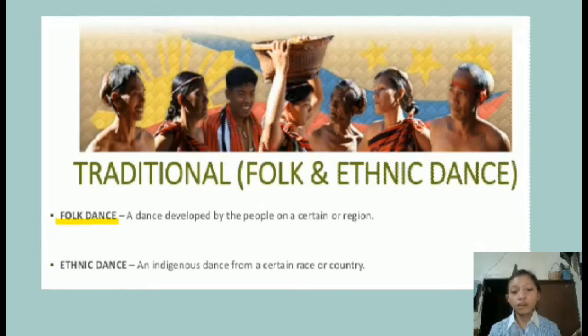So folk dance is developed by the people of a certain region. So folk dance was developed in a certain region, just like Ubando Festival. It was being celebrated in a certain region. So ethnic is indigenous dance from a certain race in a country. So it is in our country, ethnic dance. So that is traditional.